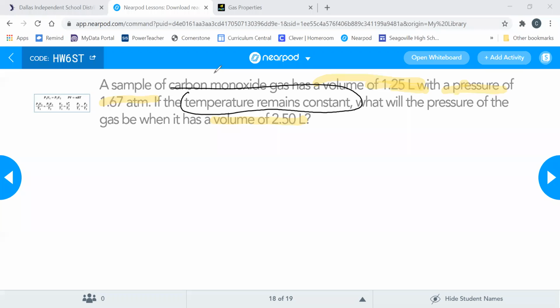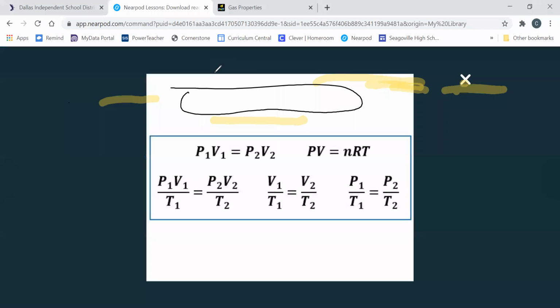So first figure out what the equation is. This is the one you're going to use, this PV equation.